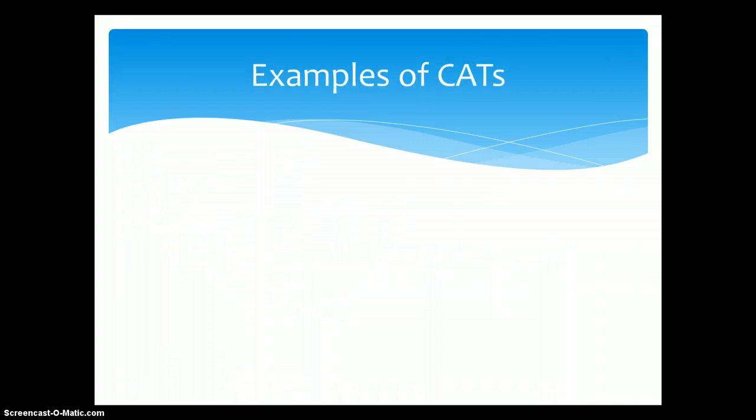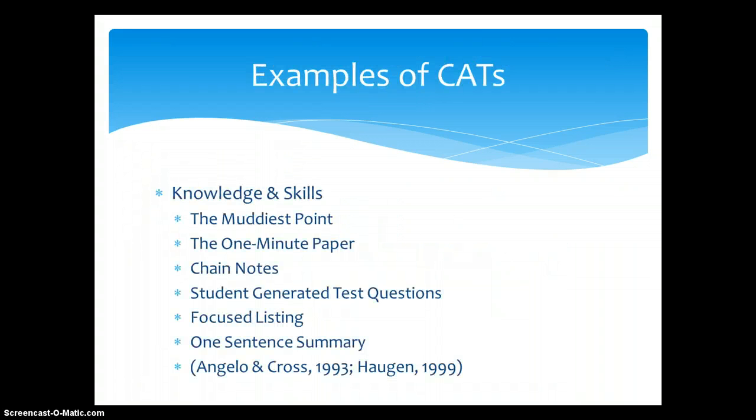So some examples of CATs: if you're trying to assess knowledge and skills of your students, one thing you can do is something called the Muddiest Point. This is just asking students to, Angelo and Cross call it the Muddiest Point, you can call it the most confusing concept, identify what are some confusing ideas or problematic points in the learning. And this helps you identify areas that they may be struggling with.